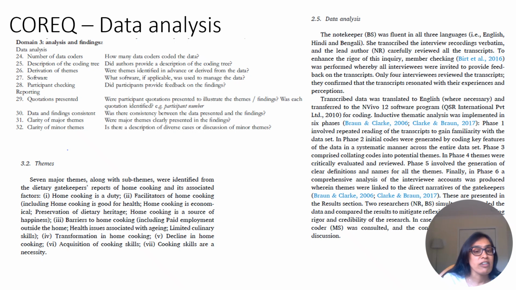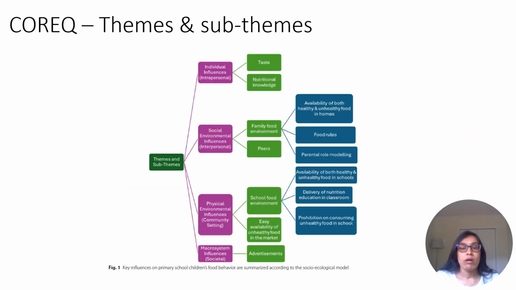Now, here clearly you can see 7 major themes along with sub-themes. I do not mention minor themes, but it's the same. They were identified from the dietary gatekeepers' reports of home cooking and its associated factors. So these are the themes, and your sub-themes are here in brackets. Like barriers to home cooking is a major theme, and the sub-themes include paid employment outside the home, health issues associated with aging, limited culinary skills. Now, this could also be looked at as a coding tree. So you can see here themes, sub-themes. These are, I would say, broad themes. Under that we have these.